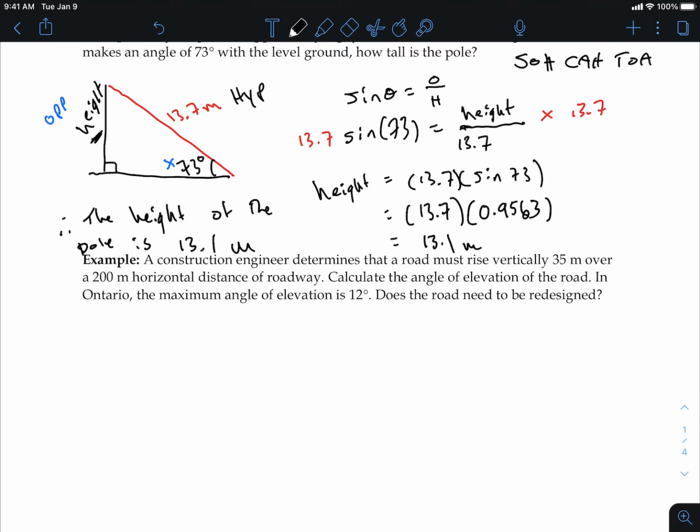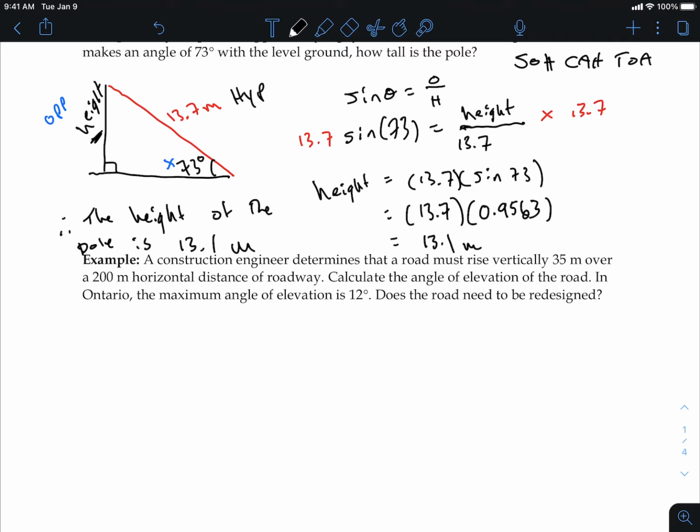Okay, here we go. A construction engineer determines that a road must rise vertically 35 meters over a 200-meter horizontal distance of roadway. Calculate the angle of elevation of the road. In Ontario, the maximum angle of elevation is 12 degrees. Does the road need to be redesigned is the question.